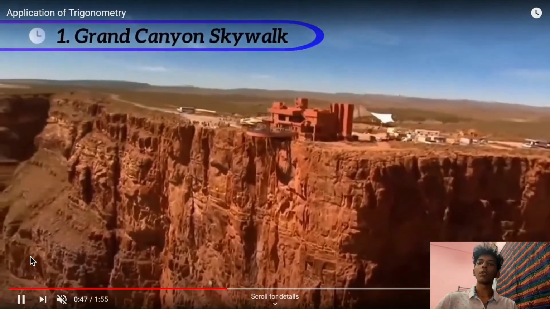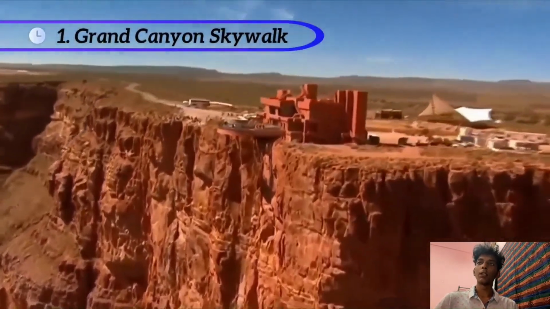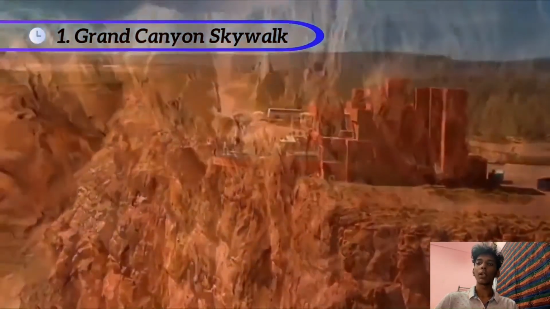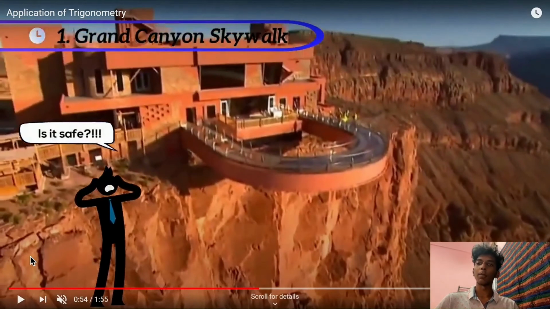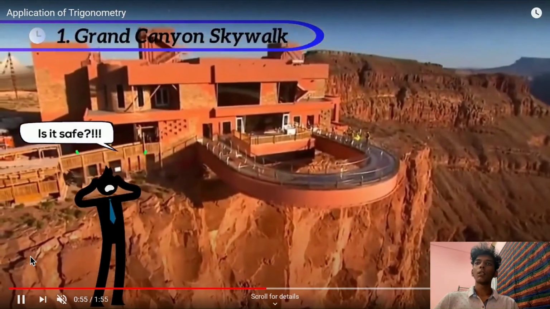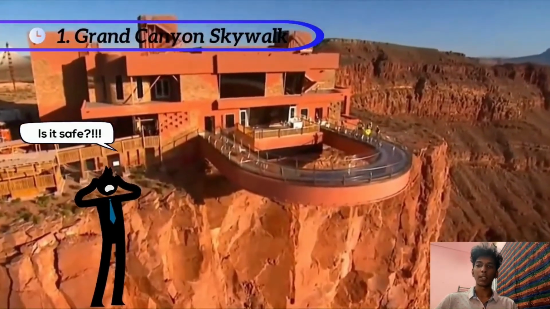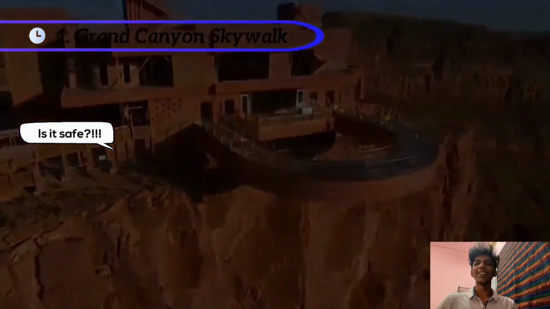Number one, we're going to look into the Grand Canyon Skywalk, which is located in the US. This skywalk doesn't have any support in the base, and on top there are no cables to support it. It's literally hanging 4,000 feet above sea level. If you look down, it's empty land 4,000 feet below. Is it safe? Yes, it is very safe, so don't worry.